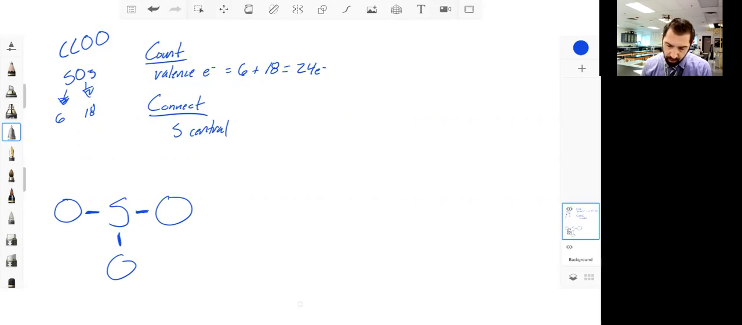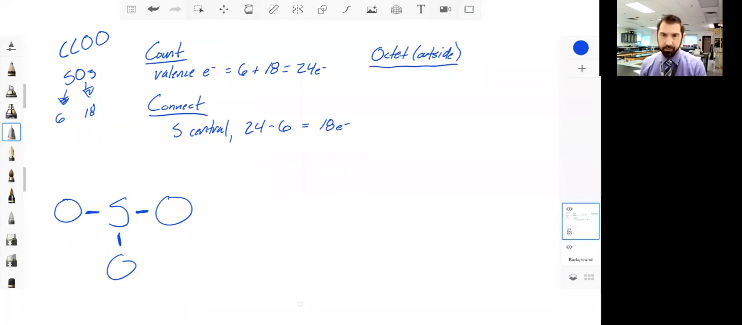Now remember, we had 24 valence electrons to work with. But now I know that 6 of those are going to be in the bonds. Each bond holds 2, and I've placed 3 bonds to hold this thing together. I've now got 18 electrons left to work with. So now the first O is octet, but for the outside atoms, not the central.